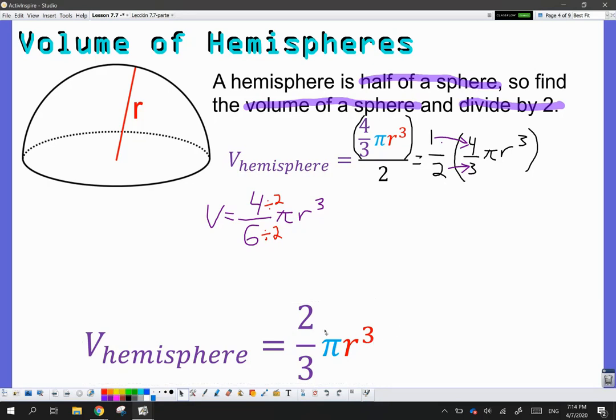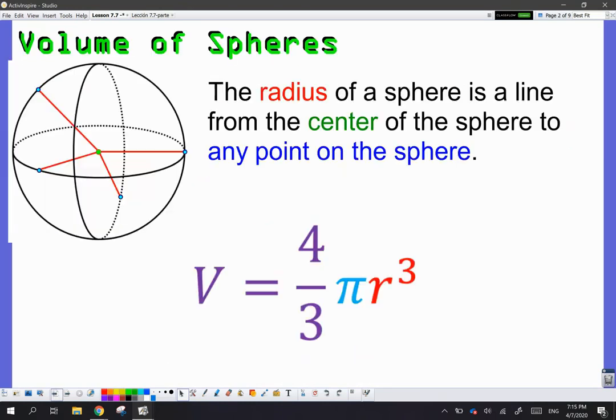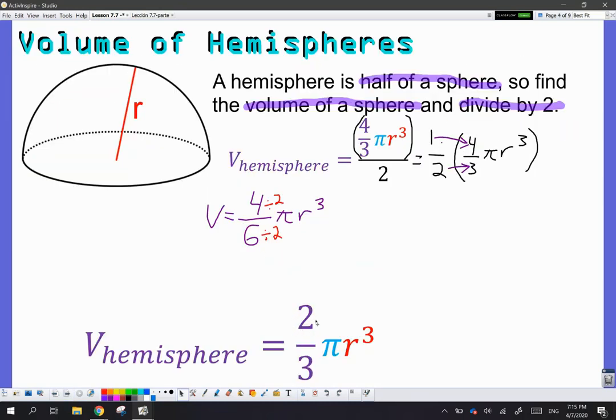So this formula is a lot cleaner, and you see that it's very similar to the formula of our sphere. The only difference is that instead of being 4/3, like in the volume of our sphere, since we divide it in half, we have 2/3. Let's take a look at how we use this formula for a hemisphere.